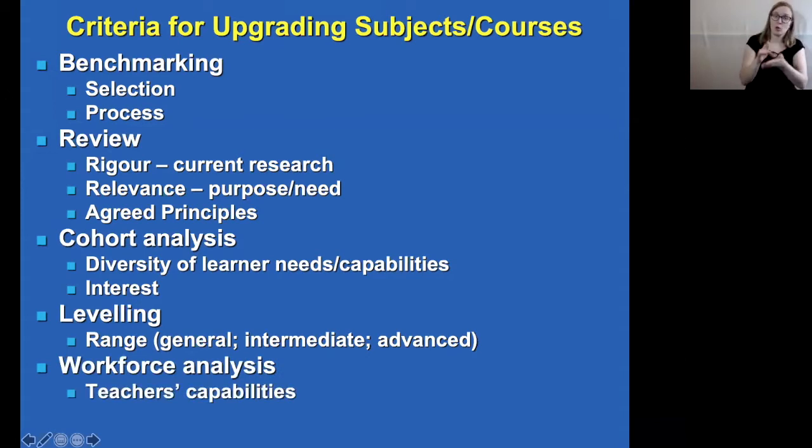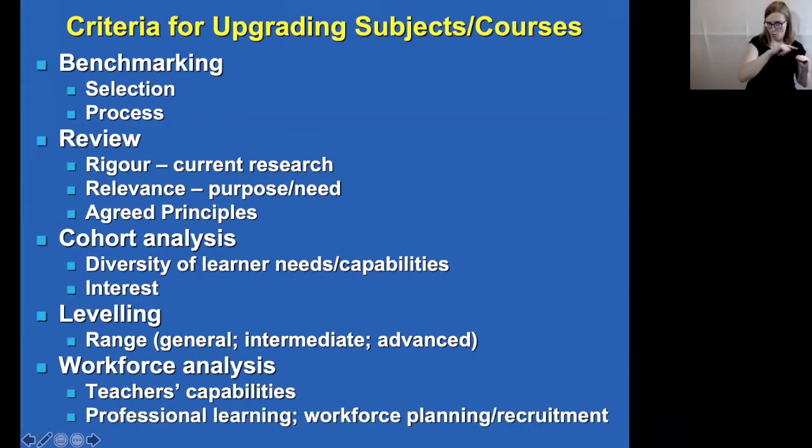Then there's the workforce analysis. That's, I guess, the teachers' capabilities. We talked about this earlier. If you're introducing new courses or changing courses and differentiating them, are your teachers equipped to teach at those different levels? And therefore, professional learning and workforce planning and recruitment is needed. We talked about maybe some courses you might have to bring in people from different industries, and that would mean recruiting them and training them. Okay, so we'll go through each of these.